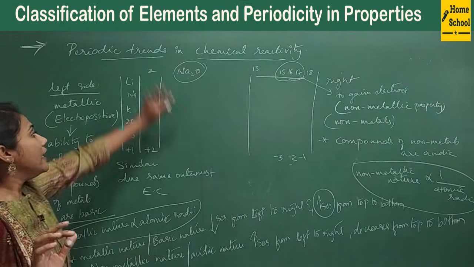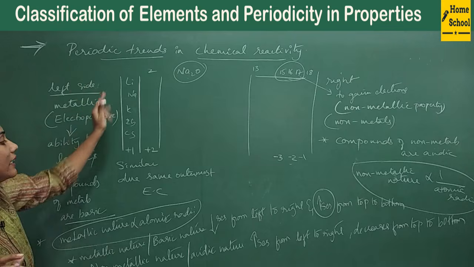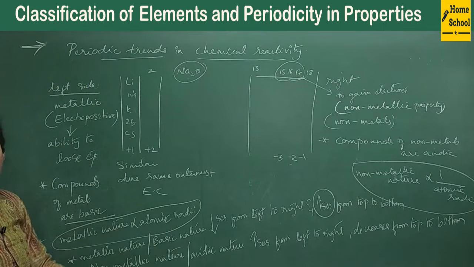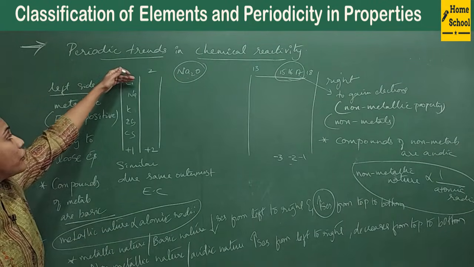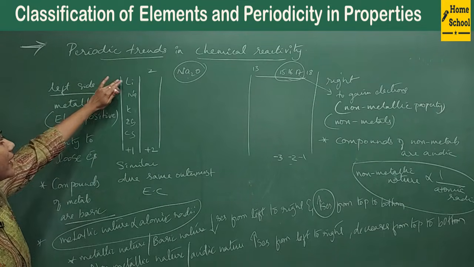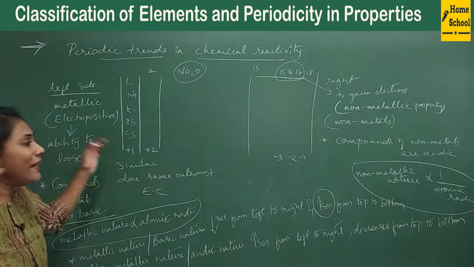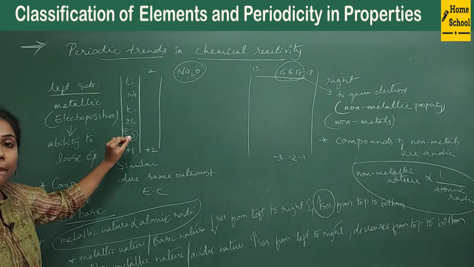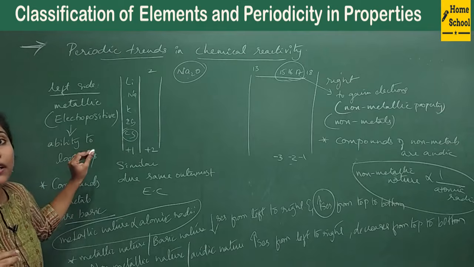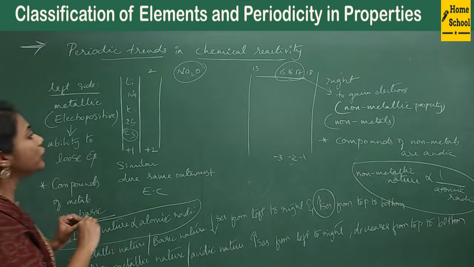Just remember, the leftmost side elements are metals, and metallic character is directly proportional to atomic radii. From top to bottom, when you go, metallic character increases. I mean to say, lithium, sodium, potassium, rubidium, cesium. Who is most metallic? Definitely cesium, because atomic size is more. Tendency to lose electron is more.